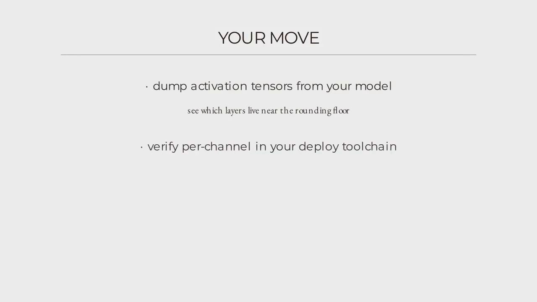Your move. Dump a real activation tensor from your own model and run it through this. See which layers live near the rounding floor. And when your deployed toolchain quantizes, check whether it picked per channel. If it didn't, that's where your accuracy went.